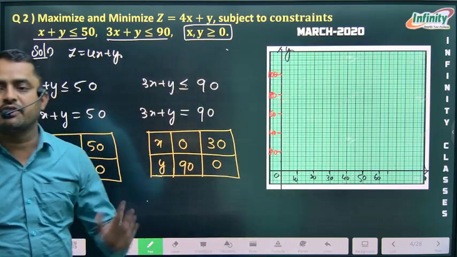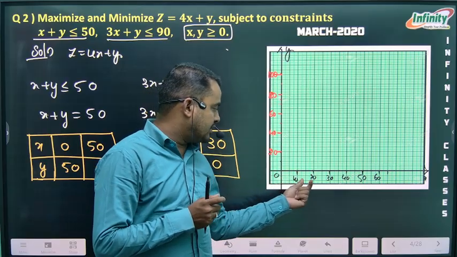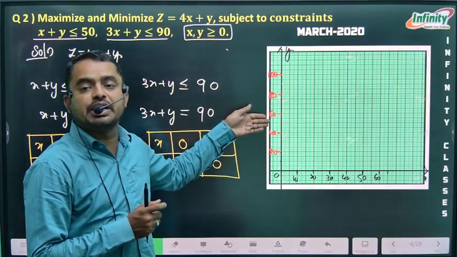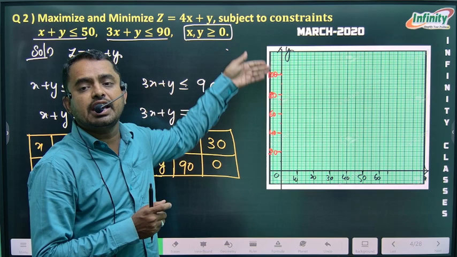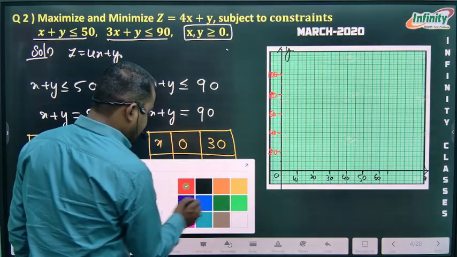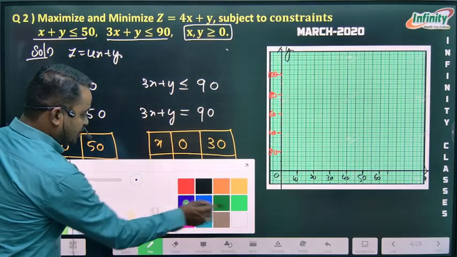Mark the x-axis and y-axis. On the x-axis, one unit is equal to what? 10, 10 difference. On the y-axis, one unit is equal to what? 20, 20 difference. 20, 40, 60, 80, 100 like that. Now mark the points here. X is 0 for the first table. So this I am going to draw now here.